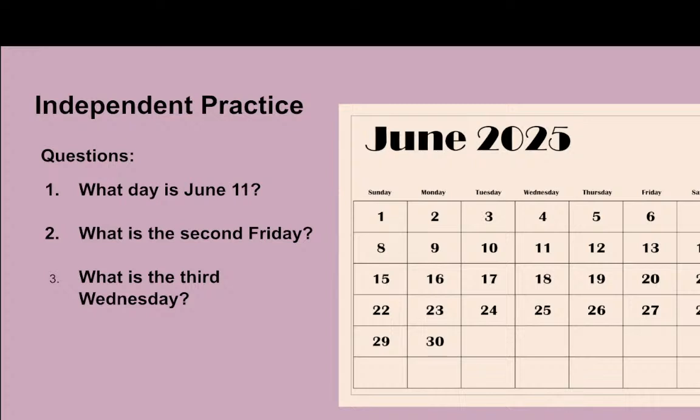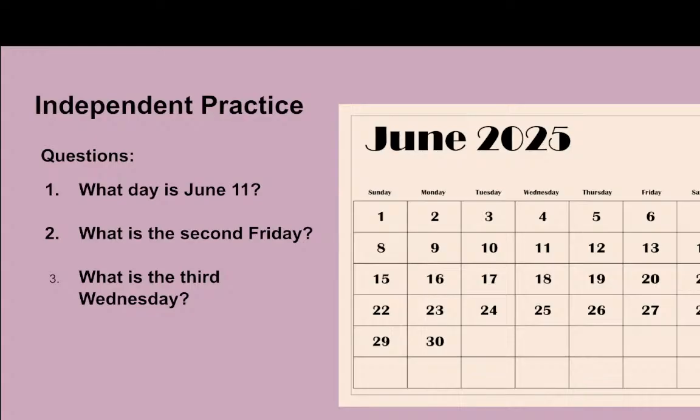So, how do I know it's the second Friday? I looked at the first row, the Sunday, Monday, Tuesday, Wednesday, Thursday, Friday, Saturday, and then I looked at the sixth column, the second number in the sixth column. So this number 6 is the first, and then in the second row, it's number 13. So the second Friday of June is the 13th.